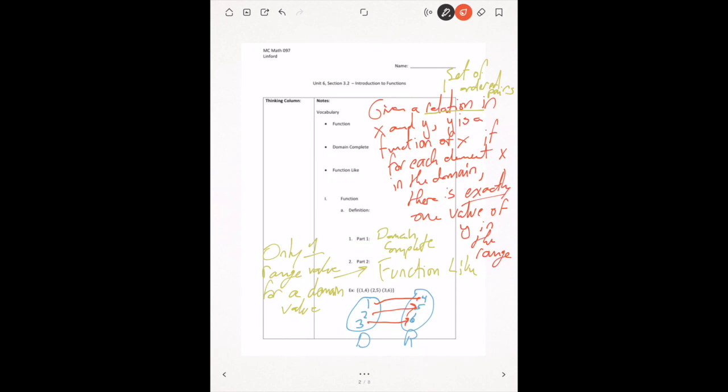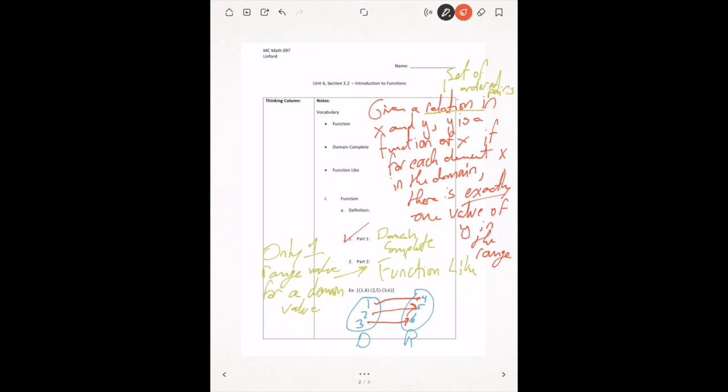I want us to determine, is this in fact a function? Well, there are two things to check off. Is this function domain complete? That's the first part. Well, take a look at your domain. Everything in this domain is paired up with something in the range. So, in fact, we actually are domain complete. So there we go. The first part of the definition is met.